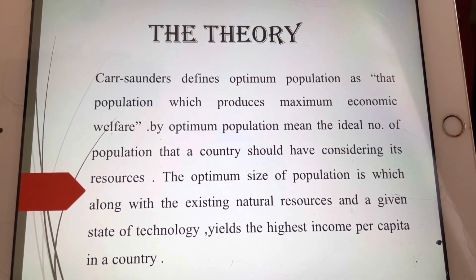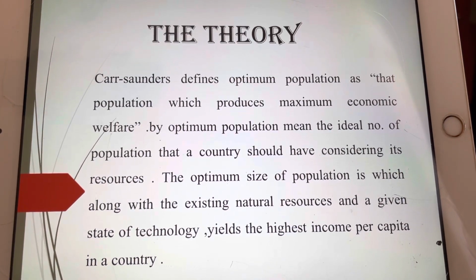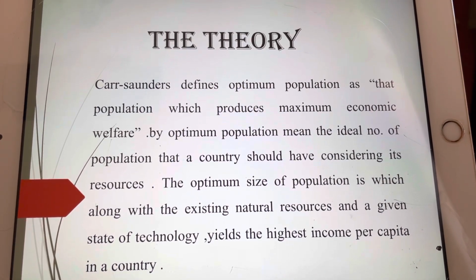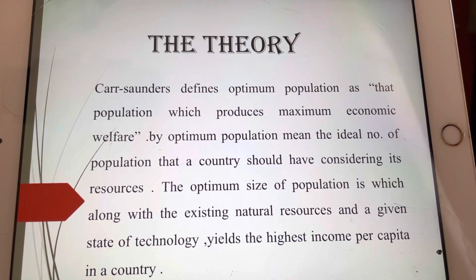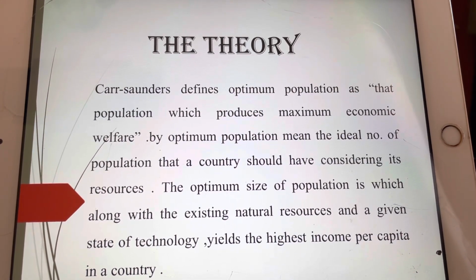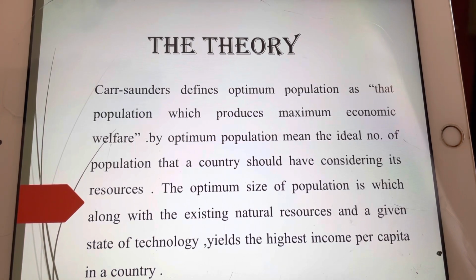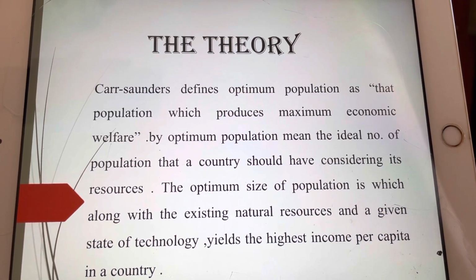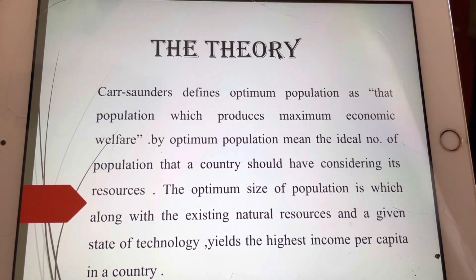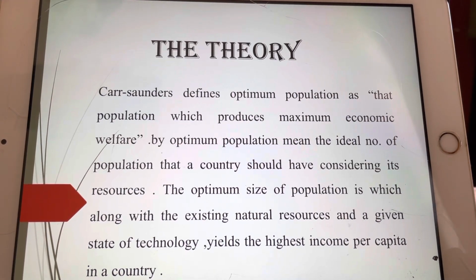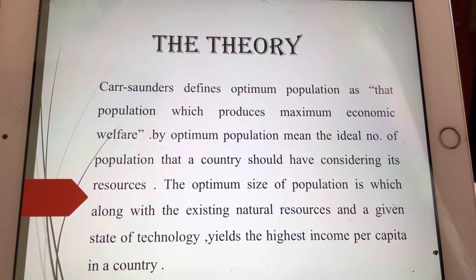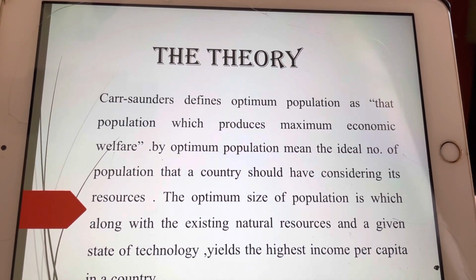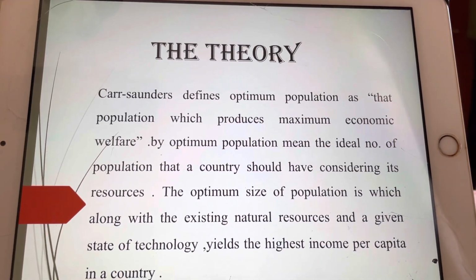So this is how the demographers have defined the optimum theory: with the passing of time, the size of population becomes optimum as the existing natural resources and the given state of technology give high yields, and that generates the highest per capita income in a country. That situation becomes the optimum situation in the country, and this theory has become the optimum theory of population.